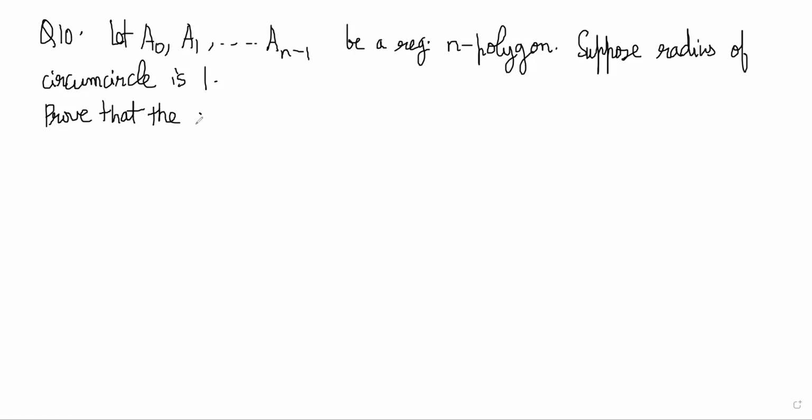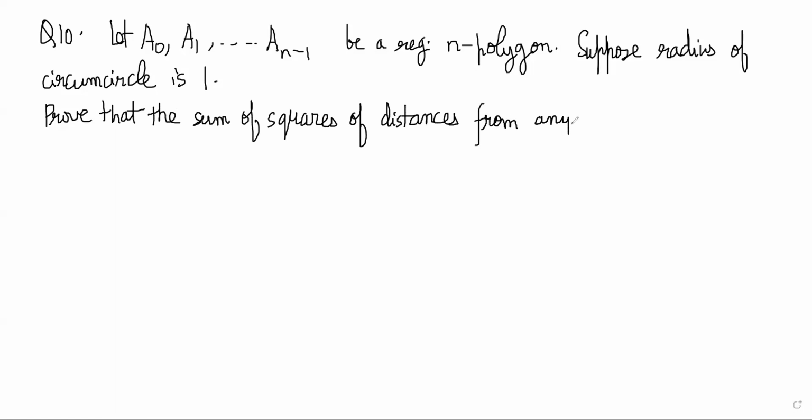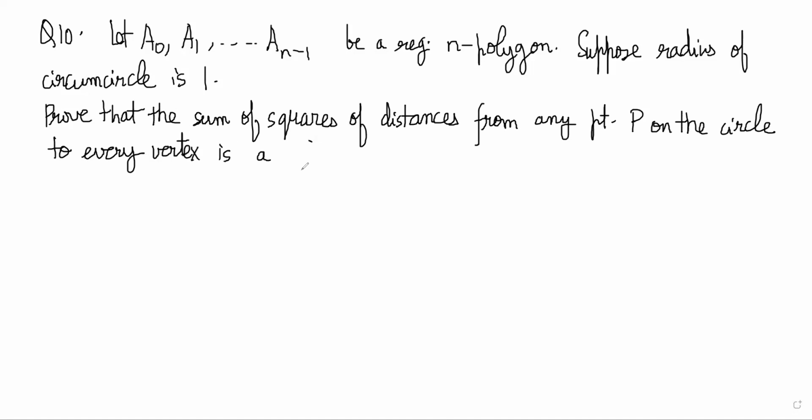the sum of squares of distances from any point P on the circle to every vertex is a fixed value.